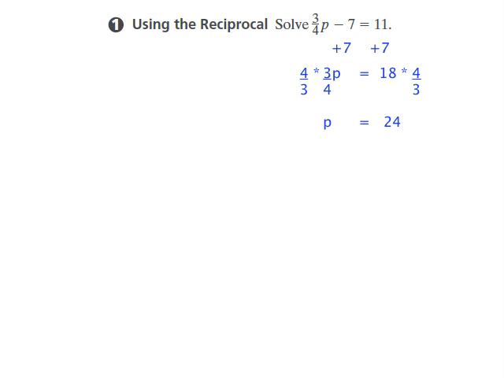You can plug that back into the equation, and 3/4 of 24 is 18. 18 minus 7 is 11. So 24 checks out. P equals 24. Pause the video if you need more time to copy down this example.